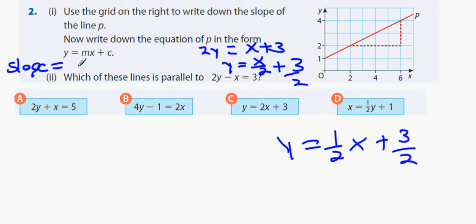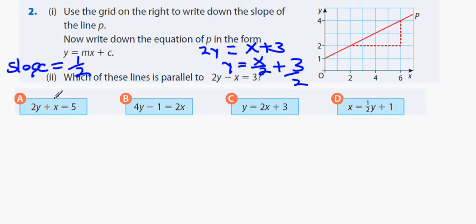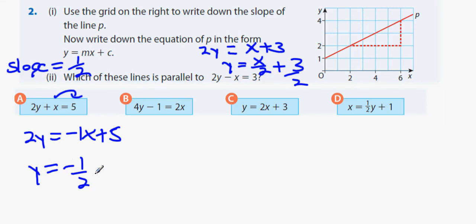Slope equals a half. So that's what we have to do now. Let's see which one of these has a slope of a half. The first one, bring over the x to your side, and we get 2y equals minus 1x plus 5. Divide by 2, we get minus a half x plus 5 over 2. Its slope is minus a half, therefore not parallel. So we rub that out.